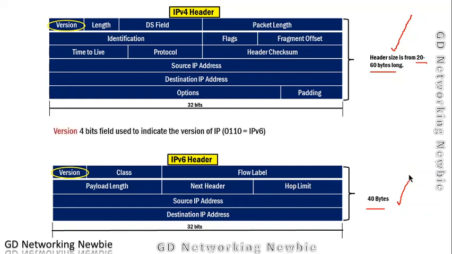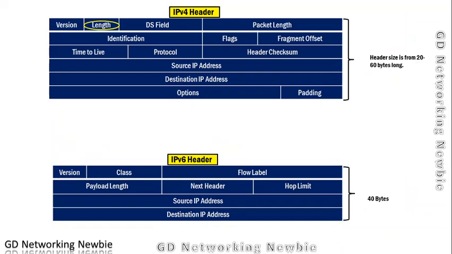And then the version field. In both of the headers we have the version field, and this version field indicates the version of Internet Protocol. If this is IPv4, then there are 4 bits which will indicate that this is IP version 4, and if this is IP version 6, then these 4 bits will have this combination, and they will be placed in the version field to identify the Internet Protocol version.